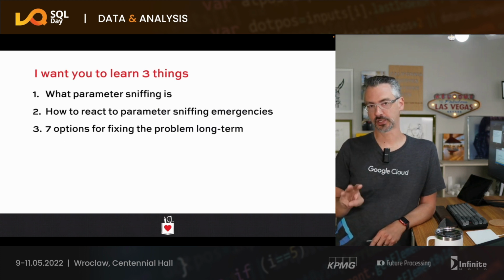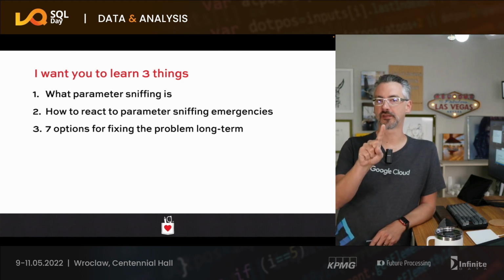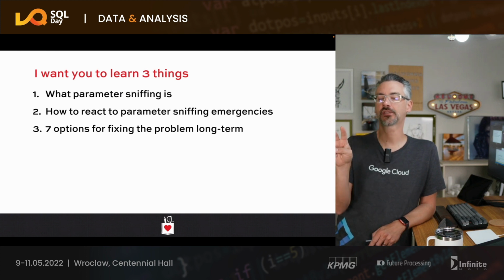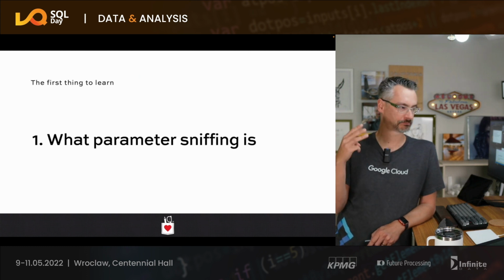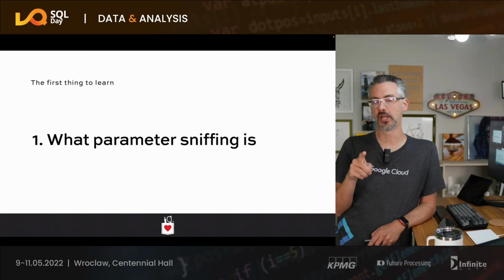Inside the span of this session, I want you to learn three things. Number one, what parameter sniffing is. Number two, how to react to parameter sniffing emergencies. And then three, how to fix the code in the database long term to make parameter sniffing less of an issue. Start with number one, what parameter sniffing is.